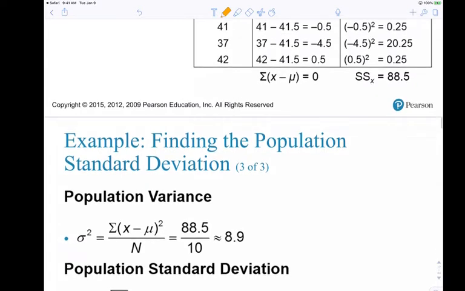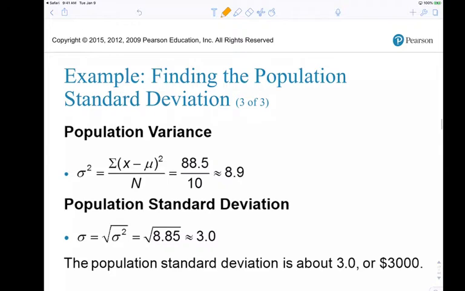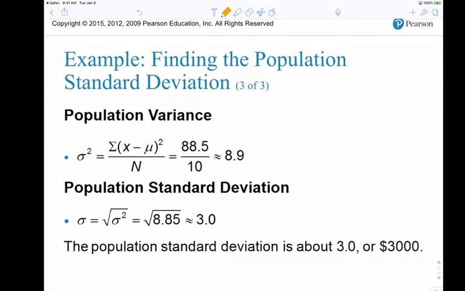So then we squared all those data entries. If we add them up, we get the 88.5. Divided by the total number of entries, which is 10, that's where the 8.9 comes from. So the variance in this case is going to be 8.9. Then the standard deviation, we take the square root of that, which is approximately 3 in this case.